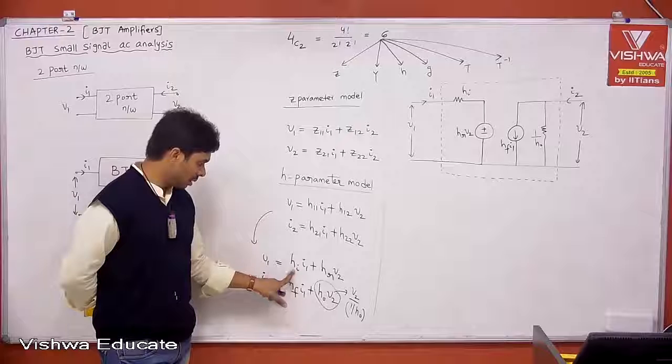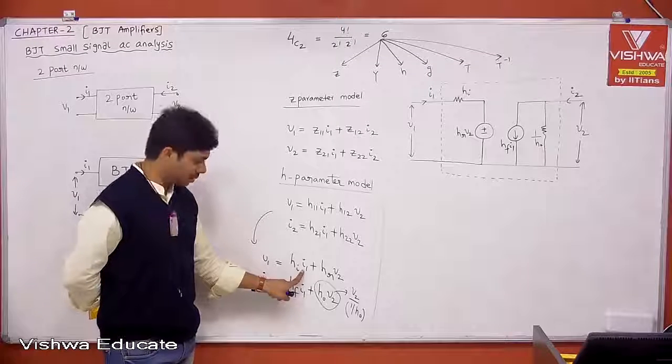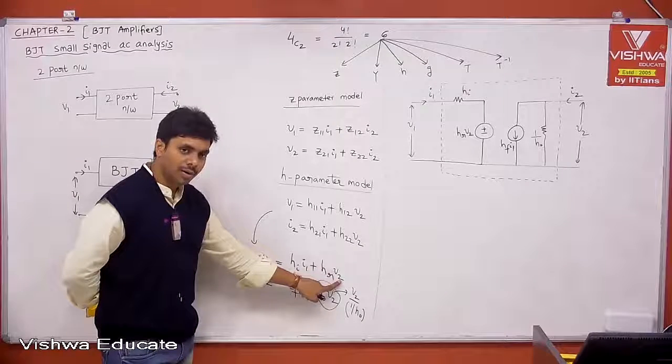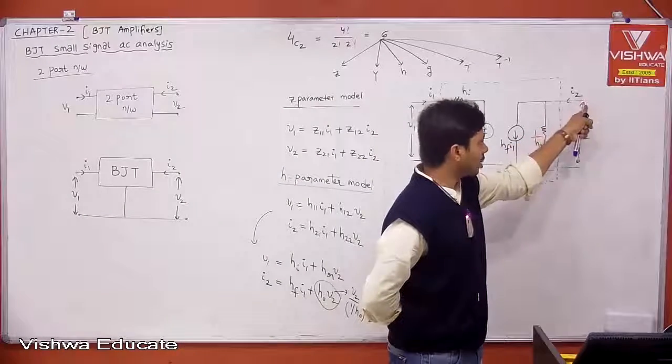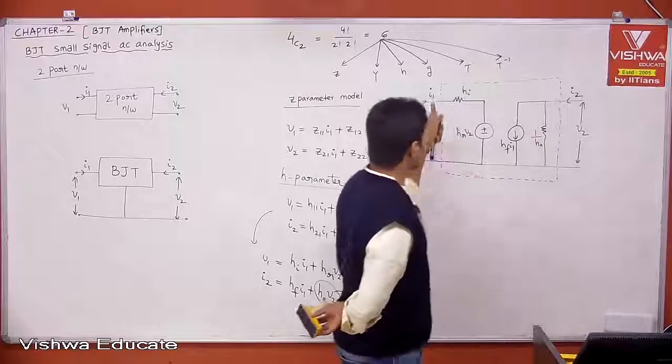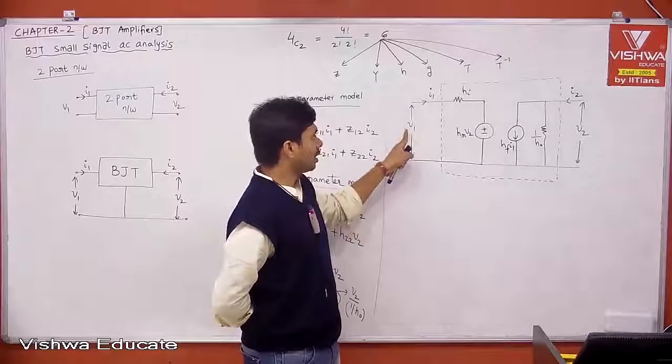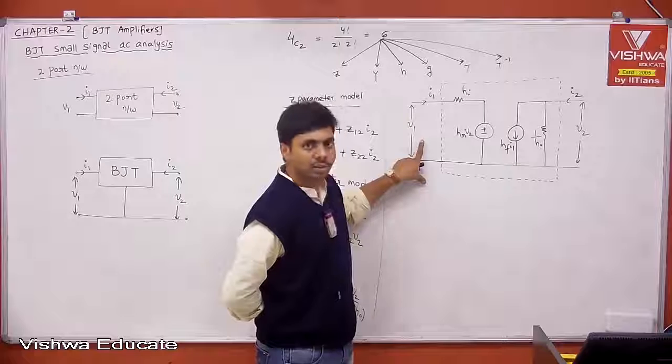What is HI? V1 divided by I1 when V2 is equal to 0. What does that mean? When V2 is 0, it means the output is shorted. Whatever current you get, I1, because of V1, if you take V1 by I1, that is the input impedance.